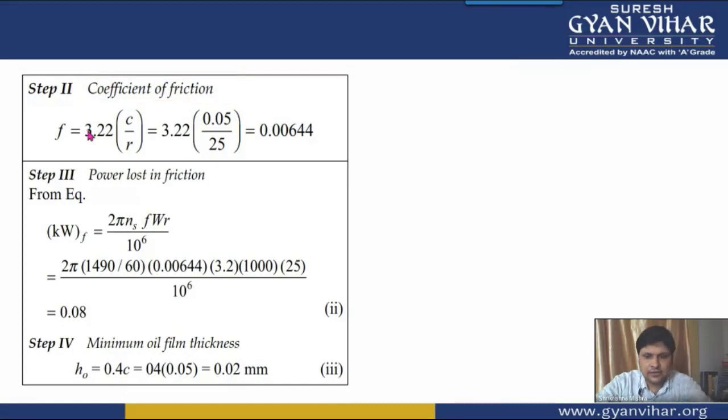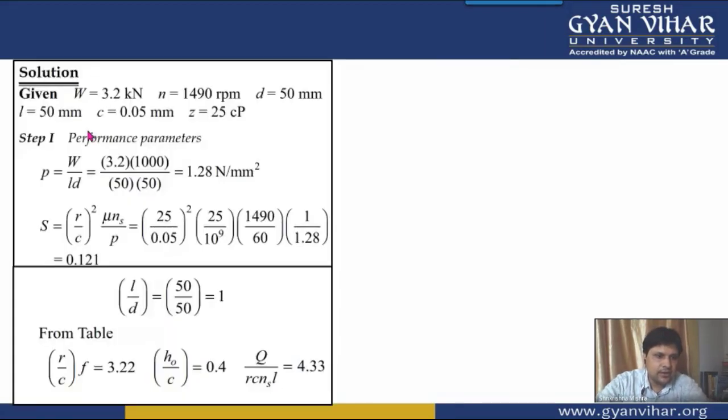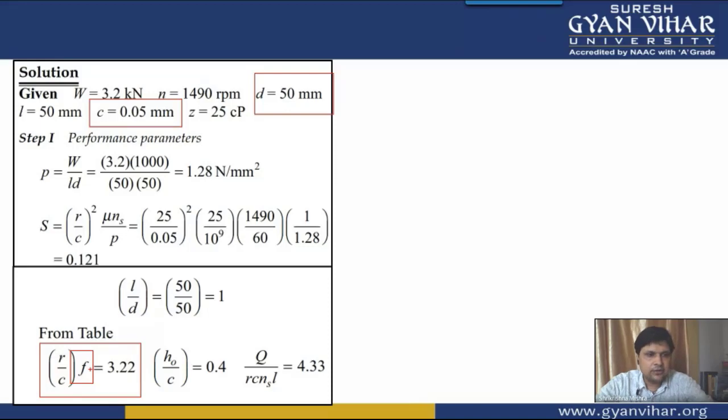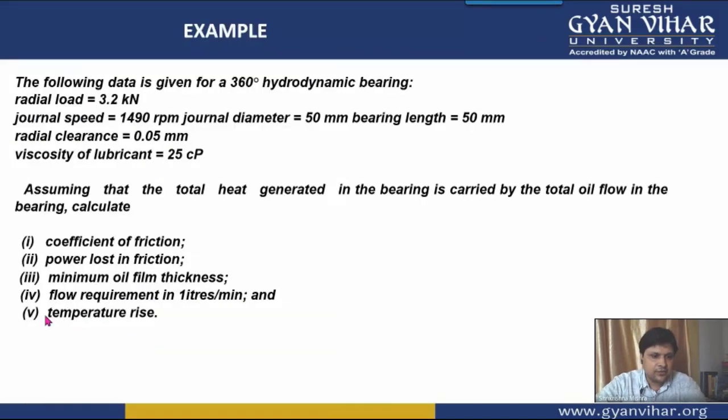See, the value which we have attained from this table, this is the value. All right, so coefficient of friction you can calculate from this expression. R by C into F is equal to 3.22. This means that F, coefficient of friction, will be equal to 3.22 into C by R. C value is given to you and R value is D divided by 2. Putting these values, you will get the value of coefficient of friction. All right, so the first thing which was required to be calculated, this we have calculated.